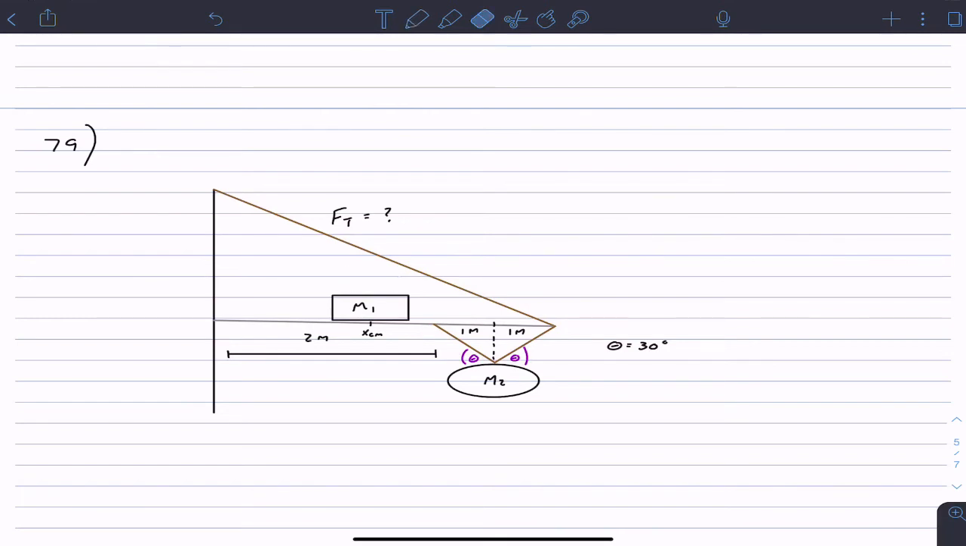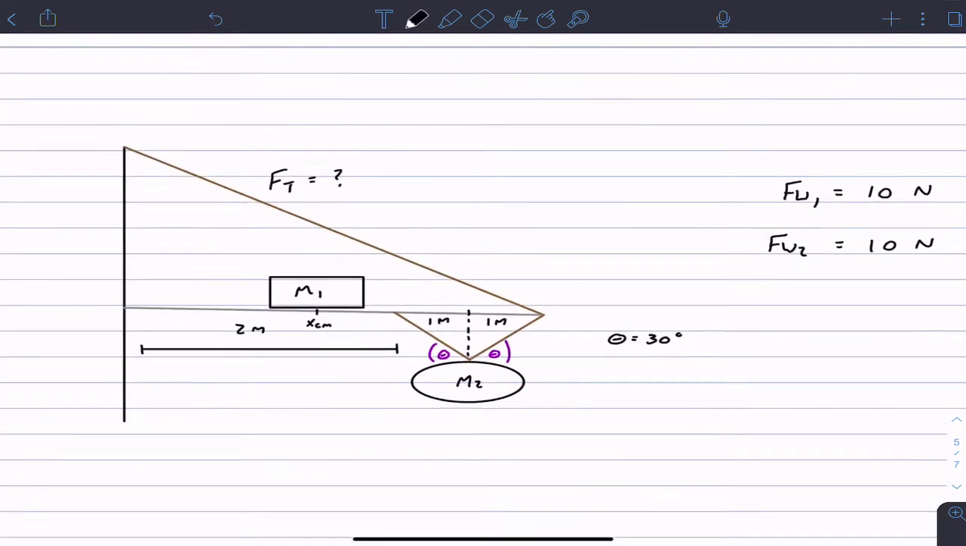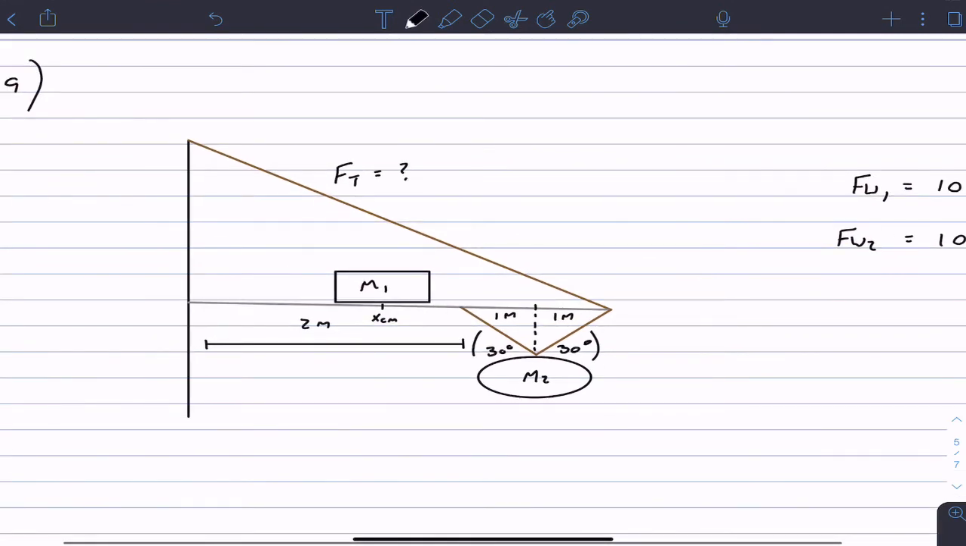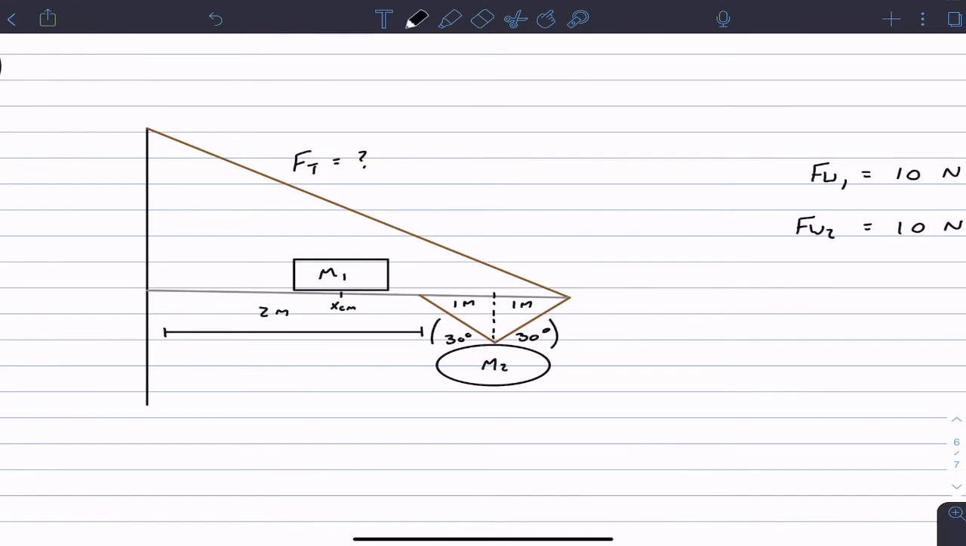So let's call this FW1 is equal to 10 newtons, because I have this marked here, mass 1, mass 2, right? FW2, we're also told, is 10 newtons. Then we're told that these angles here are each 30 degrees. So I'll just write that down here. 30 degrees, 30 degrees. Let's see, what else? We're told that this angle here is 45 degrees.